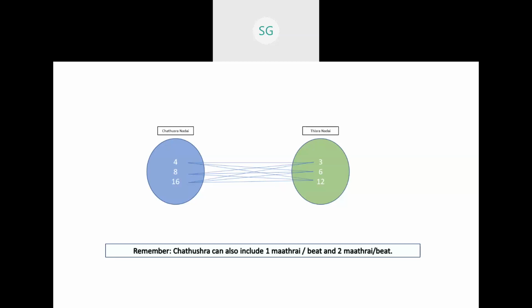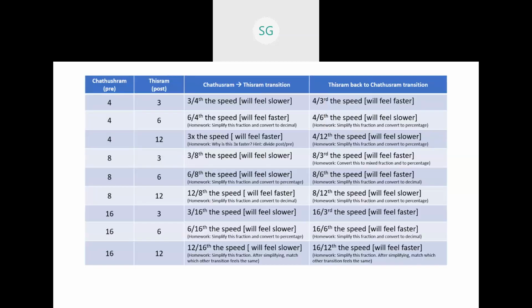Now, if we have all of this, what can you expect next? We can put a full table, right? Chathusram, when you had 4 matras to a beat, and you can translate to 3 matras per beat, and this is how it will feel in the forward transition. If you're moving from Chathusram to Tisram, it will feel slower because you are now packing 3/4 the speed. But when you go from Tisram back to Chathusram, your fingers have to be ready to play at a faster pace, right?